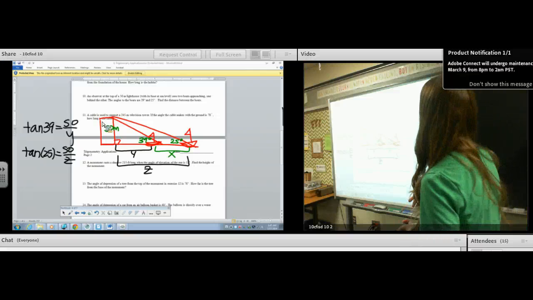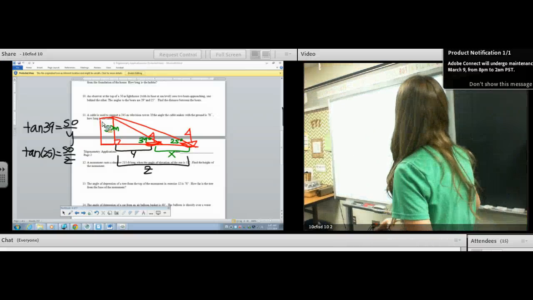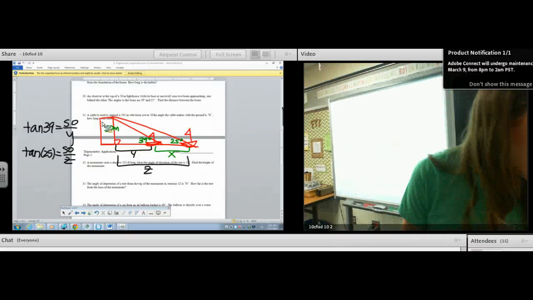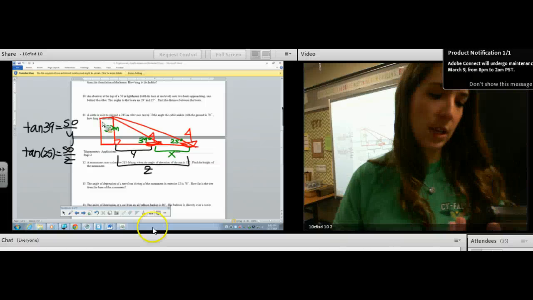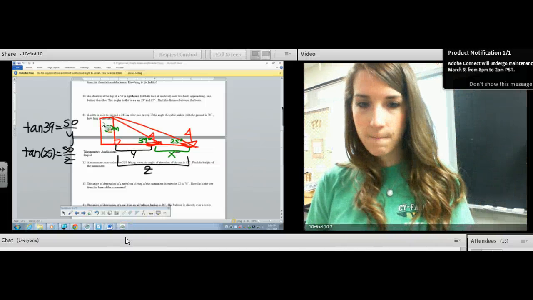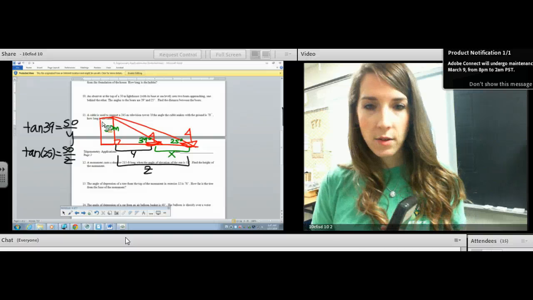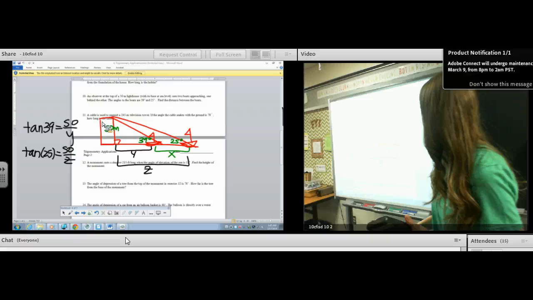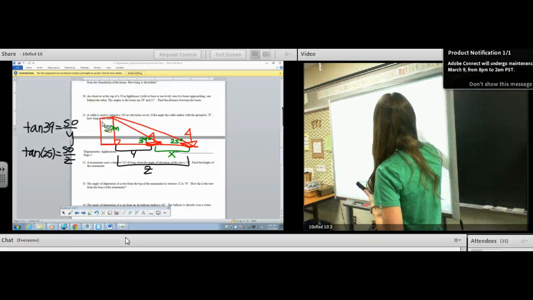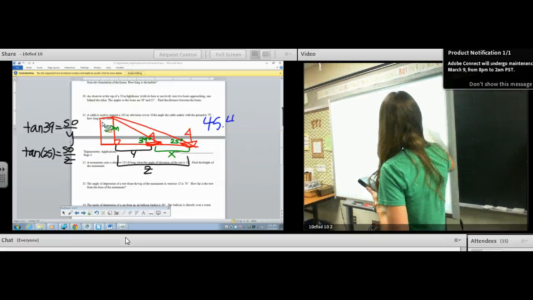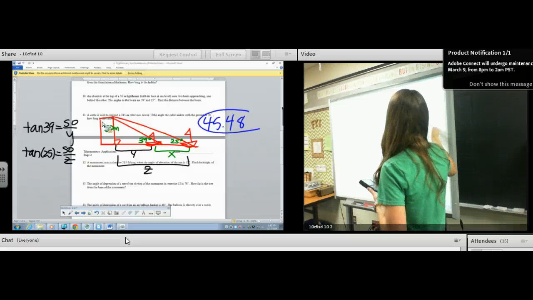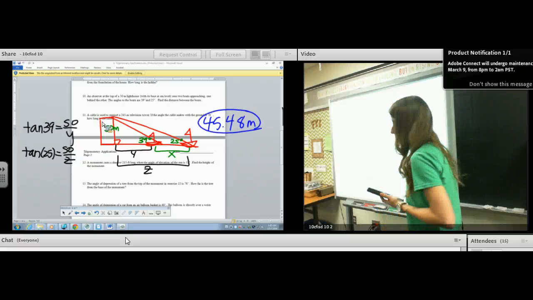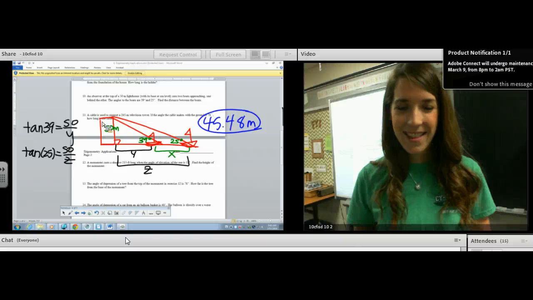What did it say to round to? I can't remember. At the top of the page. Round to nearest hundredth. So 48.48. Hussein, is that okay on number 10? Okay, anything else from the homework?